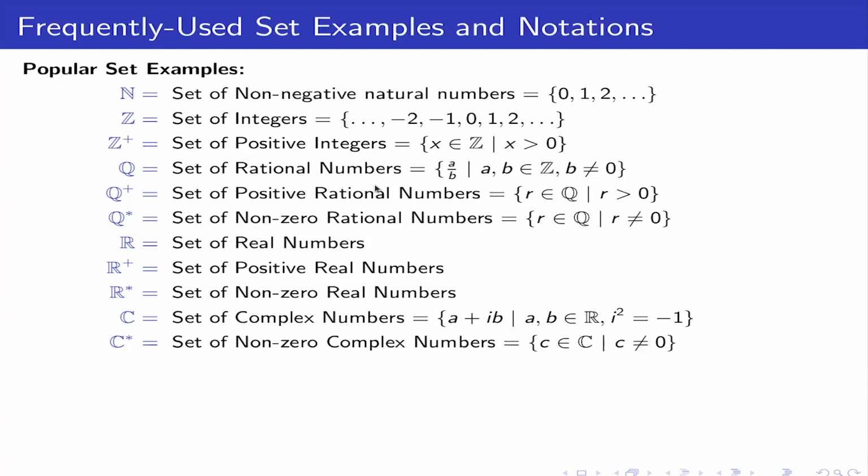Q is the set of rational numbers. It can be denoted as a fraction a by b, where a and b are integers, and obviously b not equal to 0 to eliminate division by 0. Q plus is the set of positive rational numbers. Q star is the set of non-zero rational numbers. R is the set of reals. R plus is the set of positive reals. R star is the set of non-zero reals. C is the set of complex numbers. C star is the set of non-zero complex numbers.